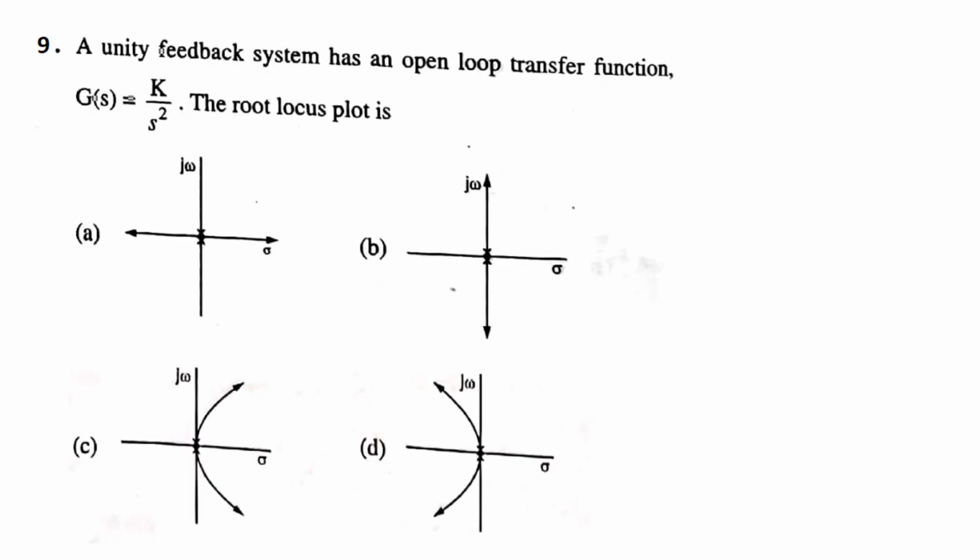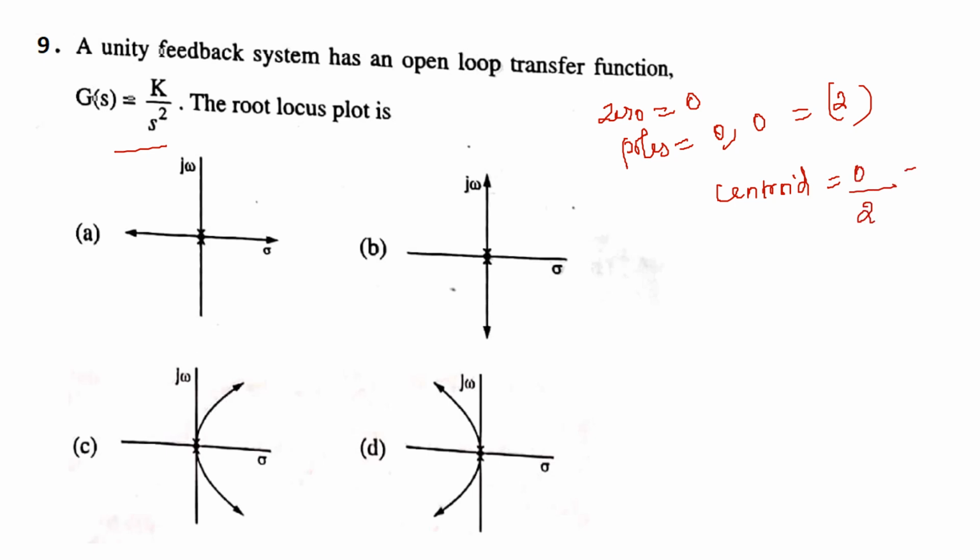Next, a unity feedback system has an open loop transfer function G(s) equal to K by s square. The root locus plot is? To draw the root locus plot, you should know how many poles and how many zeros. Zeros are 0. Poles are 2, both at 0, 0. And next, find out the centroid. Centroid is the sum of poles minus the sum of zeros, divided by the number of poles and zeros, 0 and 0 by 2. The centroid is also 0.